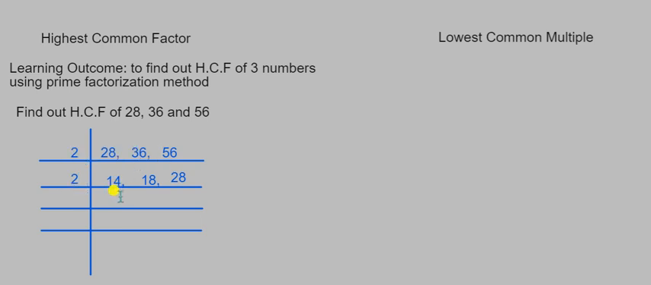Now let's check. 14 divided by 2 will give us 7, whereas 18 divided by 2 is 9, and 28 divided by 2 will give us 14. Okay, so we now have 7, 9 and 14. Now check a common factor of these three numbers.